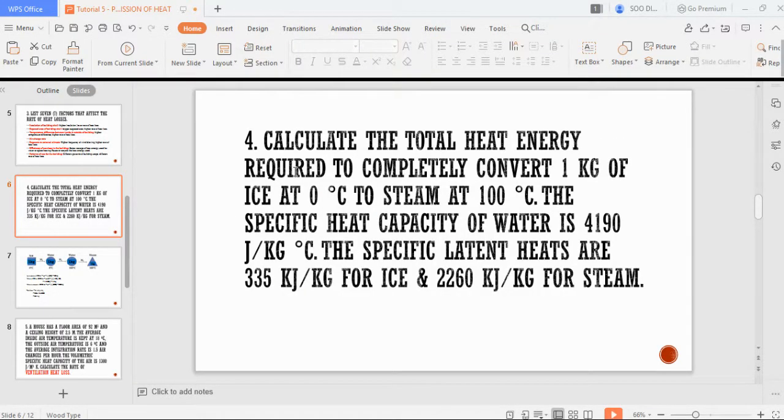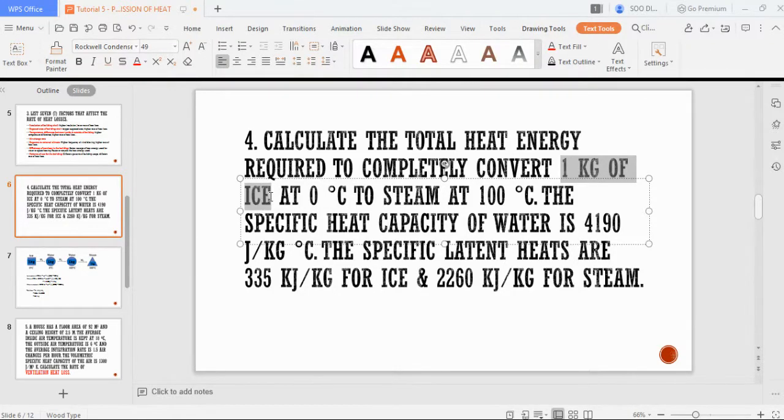Okay, so next we have our calculation questions. There will be about 3 of them. So in total, half of them is theory and another half is calculation. The first calculation question asks you to calculate the total heat energy required to completely convert 1 kg of ice at 0 degrees to steam at 100 degrees Celsius. The specific heat capacity of water is 4190 joules per kg Celsius, and the specific latent heat is 335 kilojoules per kg for ice and 220 kilojoules per kg for steam. So you are already given all the information.